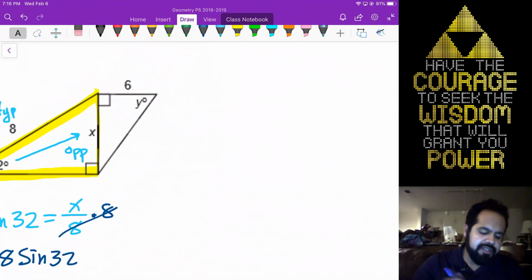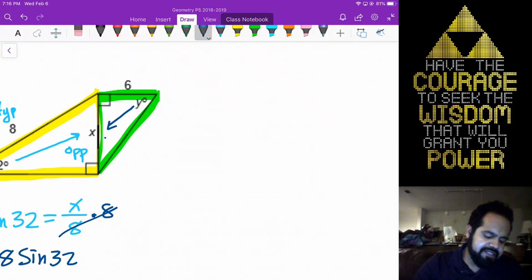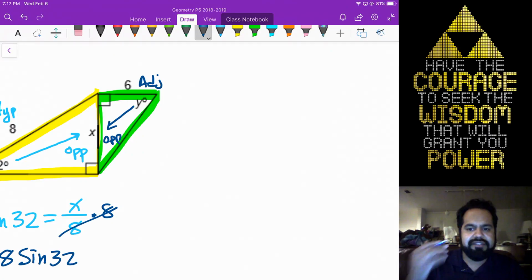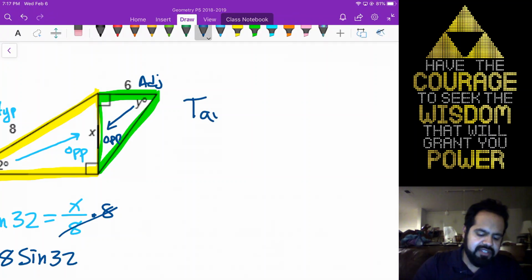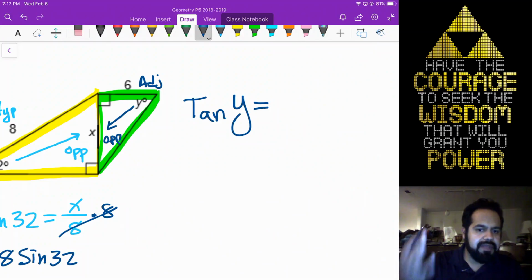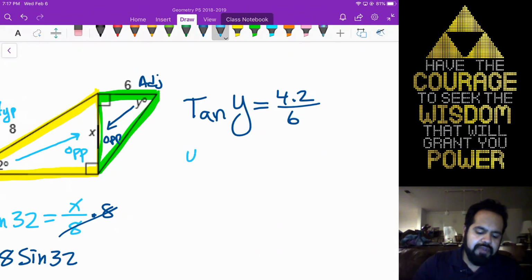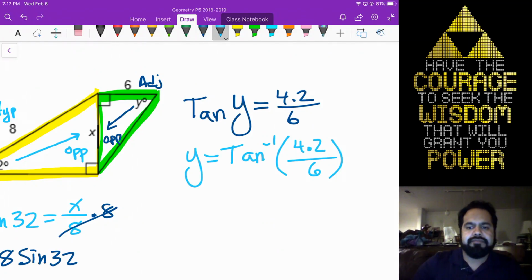Now I'm going to use that 4.2 to help me solve for angle y. That is this triangle here. Right? So with respect to y, x is the opposite, 6 is the adjacent. That's screaming tangent. So tangent of y equals x over 6, but hey, we know what x is. It's 4.2. So now y equals inverse tangent of 4.2 over 6.